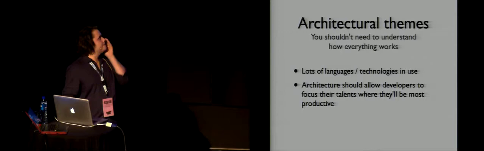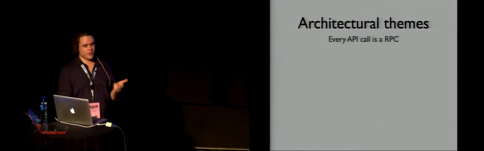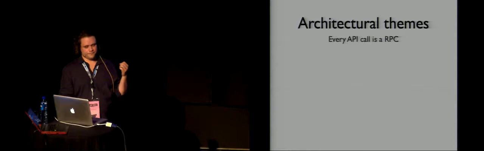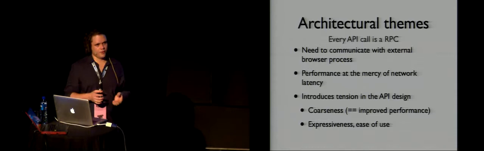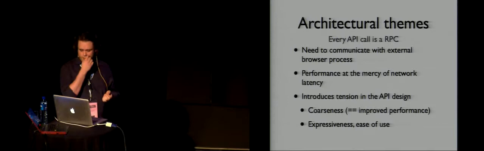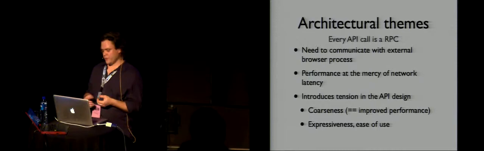And last, every API call is a remote procedure call. We're making calls from languages like Ruby or Python, and we need to talk to the browsers. So we need to have some RPC mechanism. And since we're doing this for every API call, the performance is at the mercy of network latency. And this introduces some tension into the API design, where we could have a more coarse API, which would give us better performance, but we want to keep it expressive and easy to use.